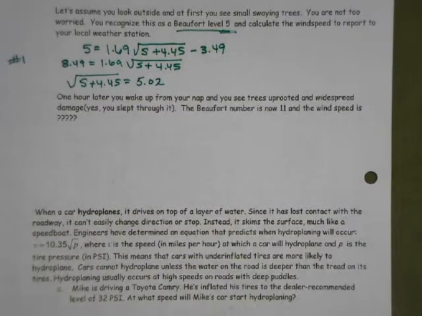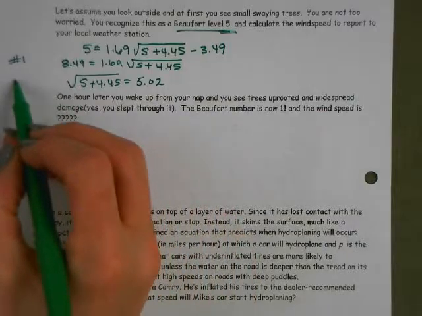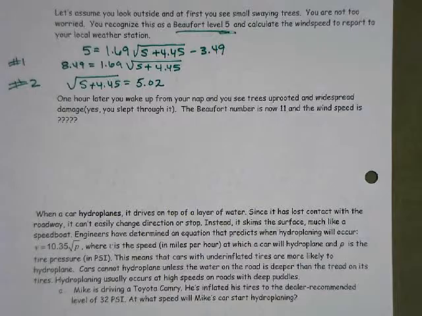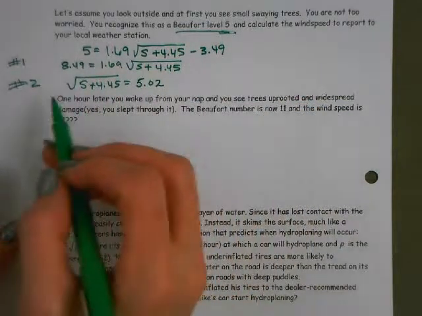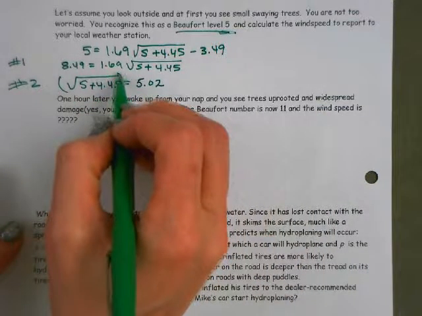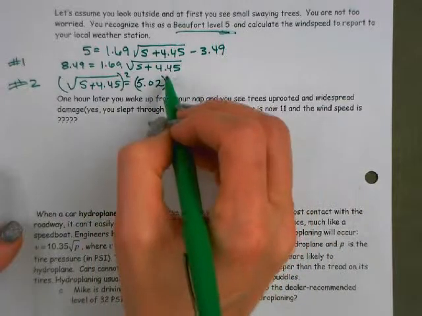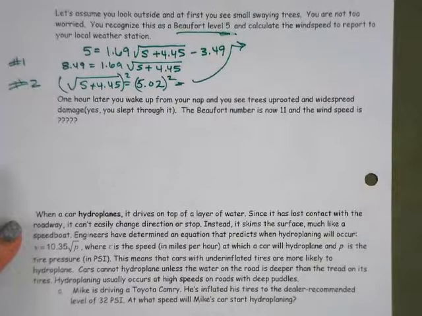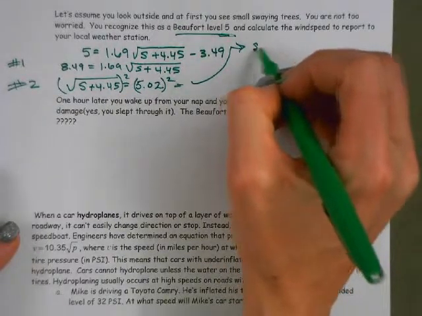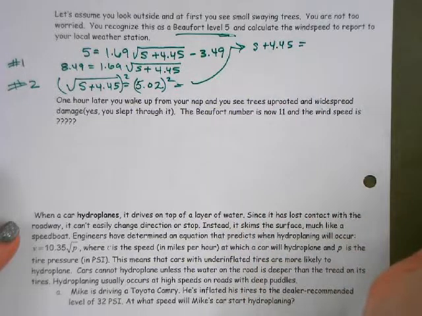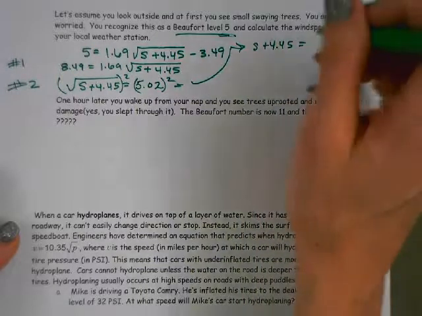Okay, so at this point, what would I do? Now I'm at number 2. Number 2 is what? Raise it to the power. Yep. So I'm going to raise it to the power. What power am I raising everything to? 2. Excellent. So then we'll square everything. When I do that, I get S plus 4.45, and that's going to equal 25.2-ish.